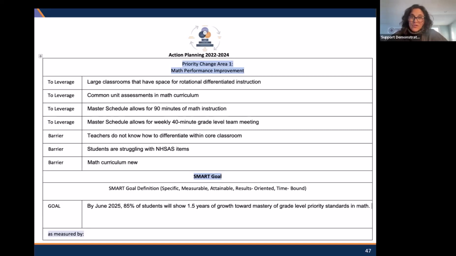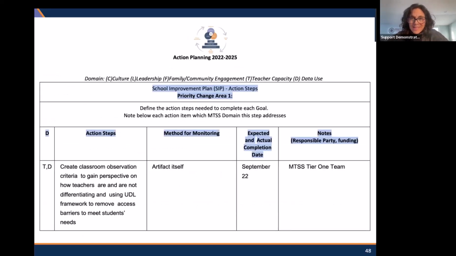And again, students are struggling with SAS items and the math curriculum is actually new, right? So we don't know to what fidelity it's being implemented. We don't know how comfortable teachers are. So there's some action steps right there that this lends us to. This is just showing you how to fill out the bottom portion.